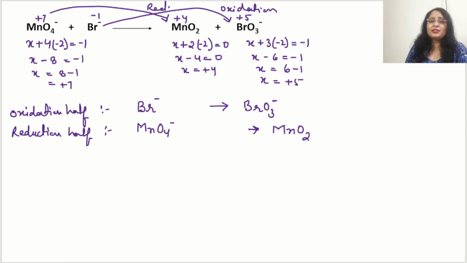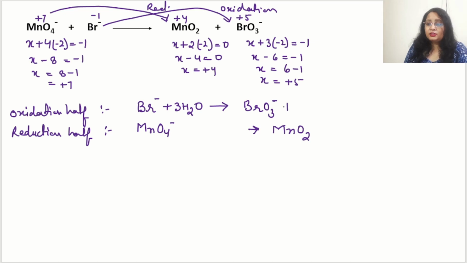Now these are the two half reactions. Now we will start balancing them. First, I will do the oxidation half. In balancing, first we check the element other than oxygen and hydrogen, which here is bromine. Bromine, left hand side 1, right hand side 1, balanced. Now come to the oxygen: right hand side 3, left hand side none. So we will add 3 molecules of water.